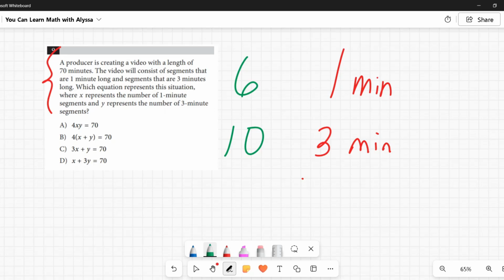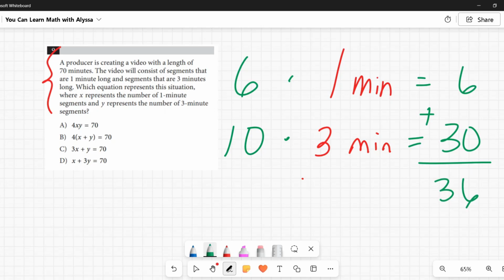Well, if there are 6 1-minute segments, we're counting 1 minute 6 times. So that's multiplication, 6 times 1. The total number of minutes for those 1 minute segments would be 6. And then the total for the 3 minute segments would be 10 times 3, because there are 10 segments that are each 3 minutes long. How long in total? 10 times 3, and that would be 30 minutes. And then what would we do to figure out the total length of the film? We would add those together. 6 plus 30 would give us 36 minutes total.